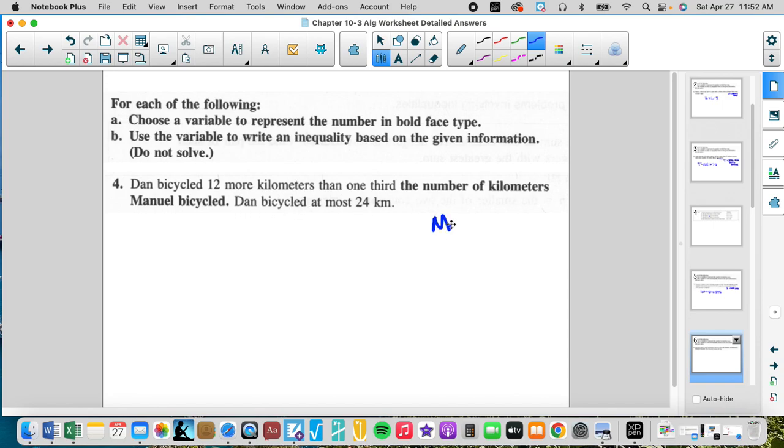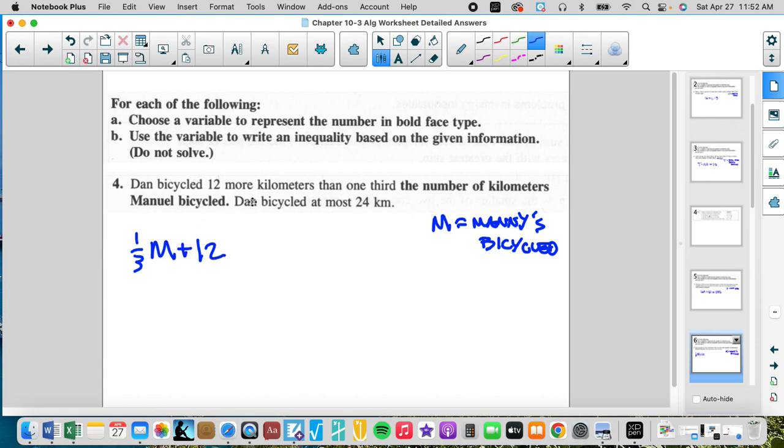So we'll say M equals Manny's bicycled. So we'll say M, and now Dan bicycled 12 more than 1/3. So we've got to multiply Manny's by 1/3 and then add 12. This is going to represent Dan's distance.